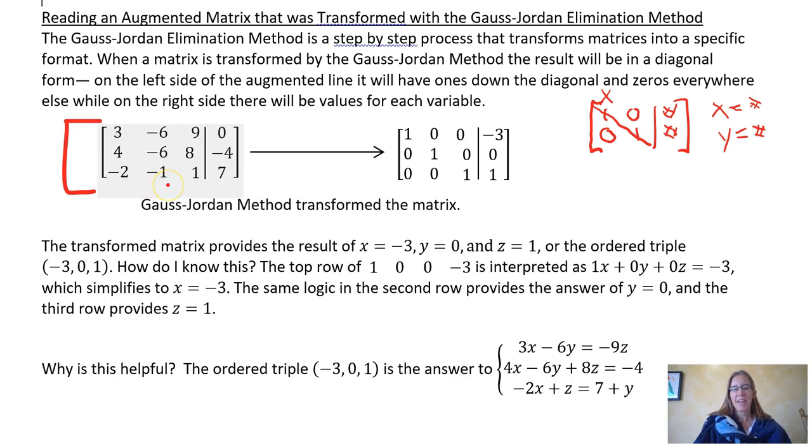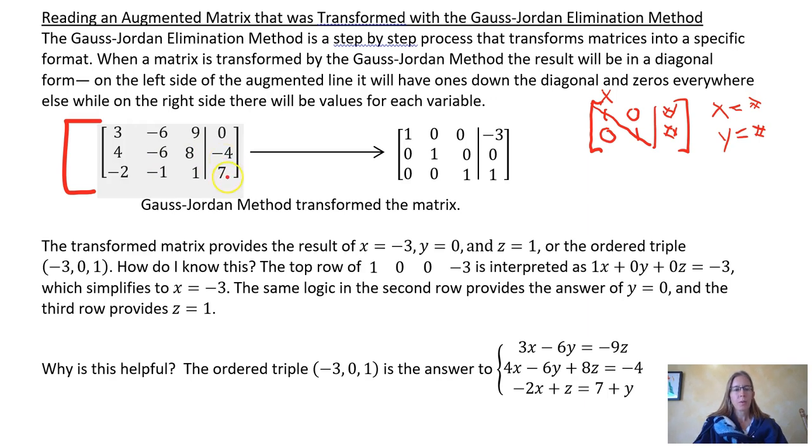Okay, so let's take a look at how to interpret this example that I have provided. On the left-hand side, you see a matrix that is full of numbers. And so this tells us that we had a system of equations with 3 equations and 3 variables. This first row would have come from an equation that read 3x minus 6y plus 9z equals 0. And then we would have had 4x minus 6y plus 8z equals negative 4.